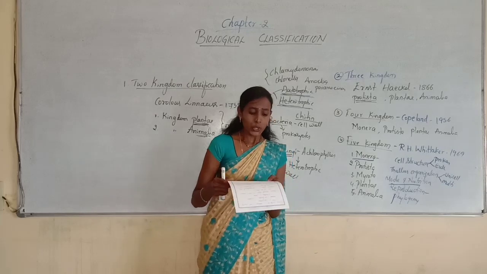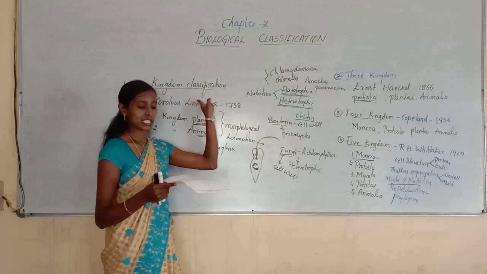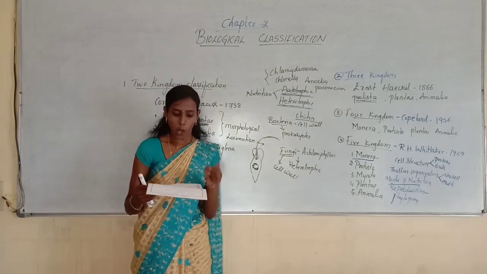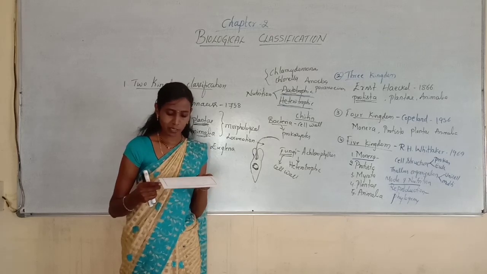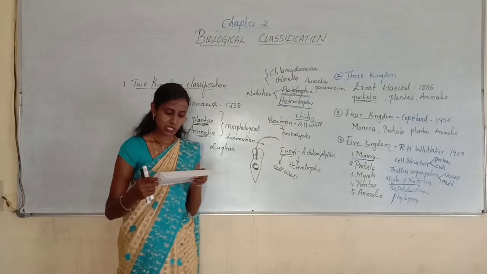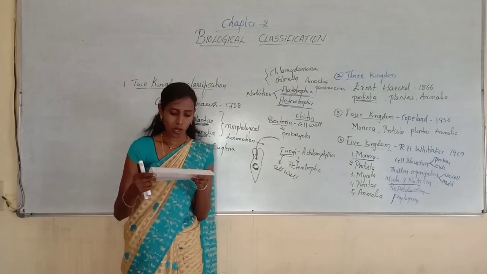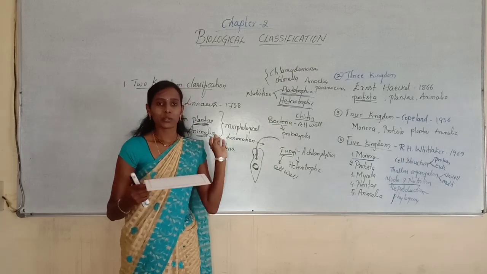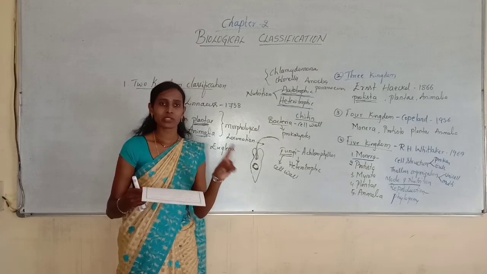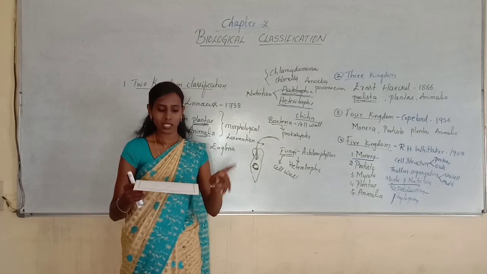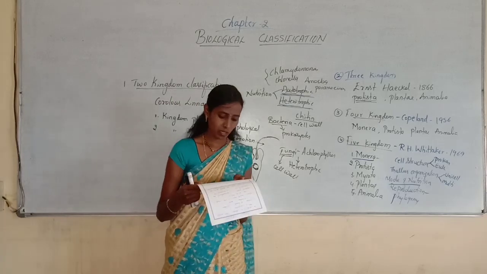And fourth one: two kingdom classification does not distinguish between option A, eukaryotes and prokaryotes, option B, unicellular and multicellular organisms, option C, photosynthetic and non-photosynthetic organisms, option D, all of these. So I told you the drawbacks in this two kingdom classification. There is no distinction between prokaryotes and eukaryotes, unicellular and multicellular, and photosynthetic and non-photosynthetic. Here option D, all of the above.